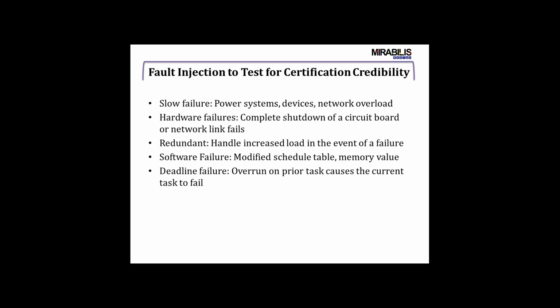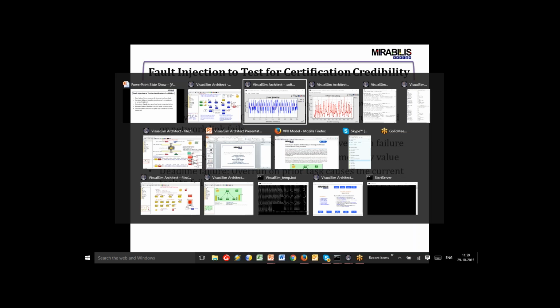The other aspect is looking at the redundant systems and seeing whether, if one of the systems really fails, those other systems will be able to handle the load, like we looked at in the power cord measurement. The other one is looking at software failures. What happens if the schedule table gets modified or the memory value changes? Can it still meet the deadline? So now we're actually going to look at an analysis.